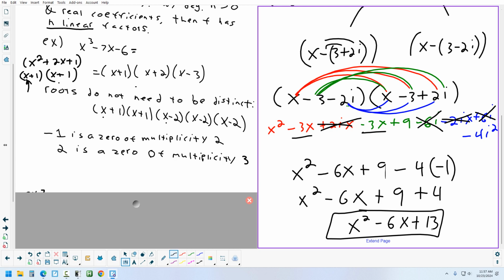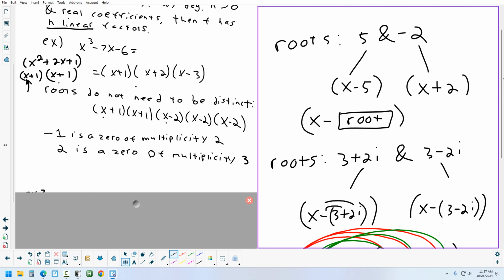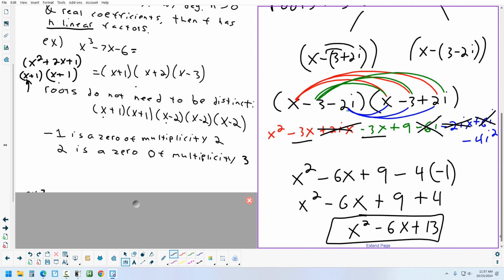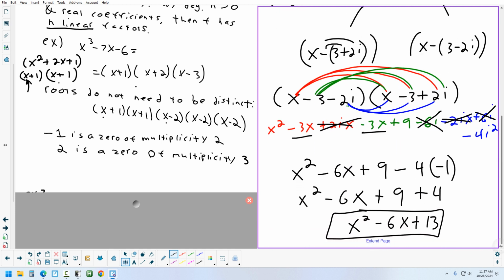Now, if you had to check that those were the roots, you'd use the quadratic formula. And then you'd be reversing everything we just did. If you use the quadratic formula on that, the two answers should be 3 plus 2i and 3 minus 2i. I'm not going to do the quadratic formula. So that's how you find a polynomial with imaginary roots.